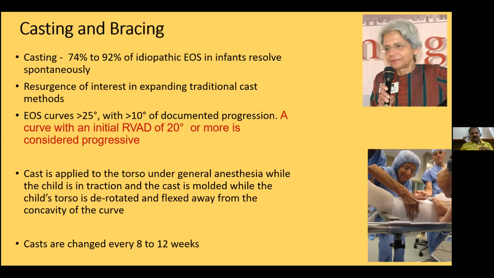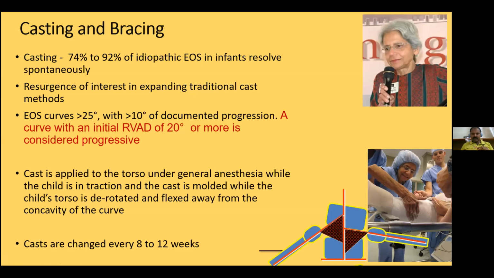And as you all see, this lady, Min Mehta, is a pioneer in casting techniques. And in the 1970s, she has shown that up to 70 to 90% of these idiopathic curves can be treated only with casts, and then they can have a very good result. So she brought the significance of what is called the rib vertebral angle difference, which is this one.